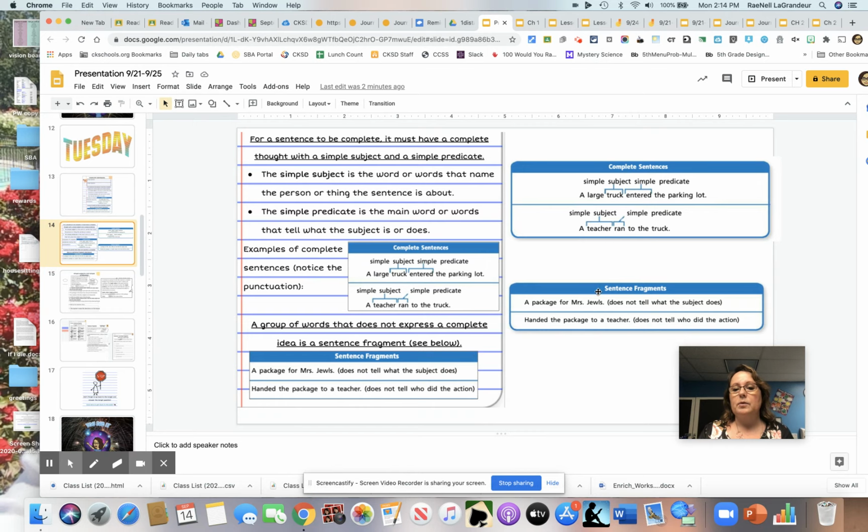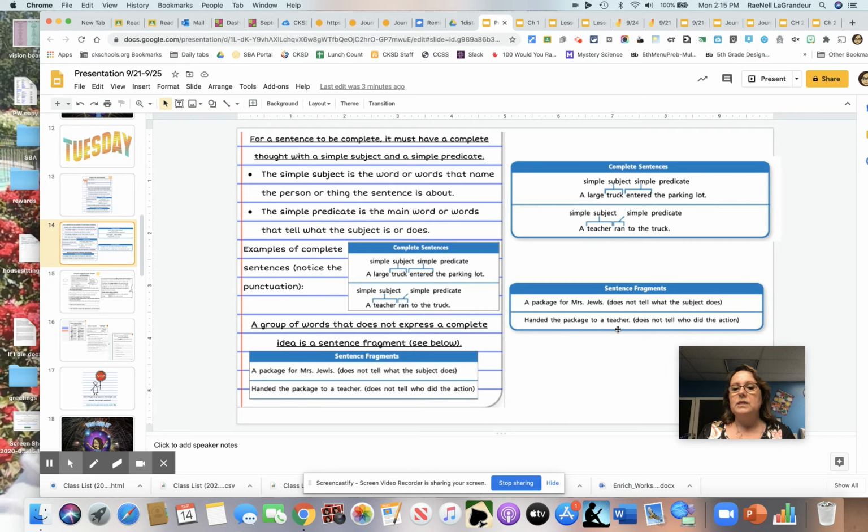That's this right here. I blew it up just a tiny bit bigger here. It says, a package for Miss Jules. Well, if that's the sentence, I ask who or what is it about? Who's it about or what? Well, a package. What does that package do? Well, it doesn't tell us. So it doesn't tell us what the subject does.